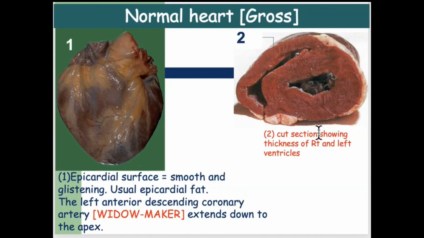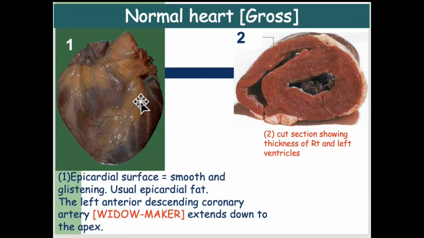This is the heart, the normal heart, gross picture. You can see the surface is very shining and glistening. The outer surface is called epicardium. Then in the middle we have the muscles or the myocardium, and inside we have the endocardium, right? So this is the outer surface, the epicardial surface, which is smooth and glistening, shining. And you can see a little bit of fat, not much. This much fat is allowed.